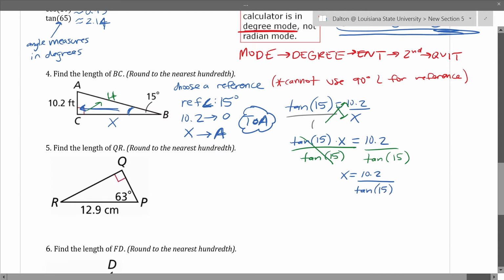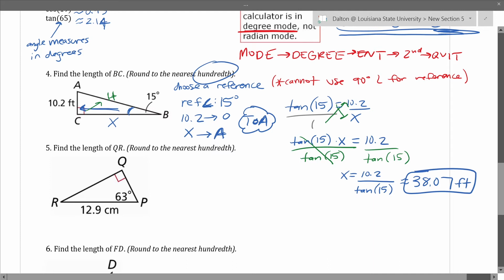And I ask you to round to the nearest hundredth, so 2 places beyond the decimal. And if you do that, you're going to get that it's approximately 38.07. Notice I give you some dimensions there, so that's going to be in feet. 38.07 feet.